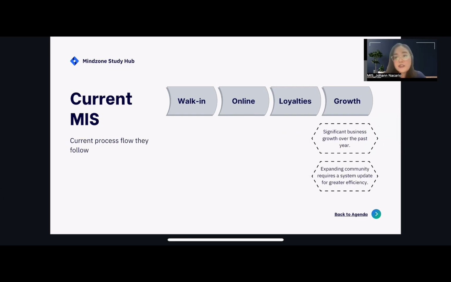Since they opened their business last year, they actually had significant growth over the past year. And with this, they are also acknowledging that the expanding community requires a system update for greater efficiency.